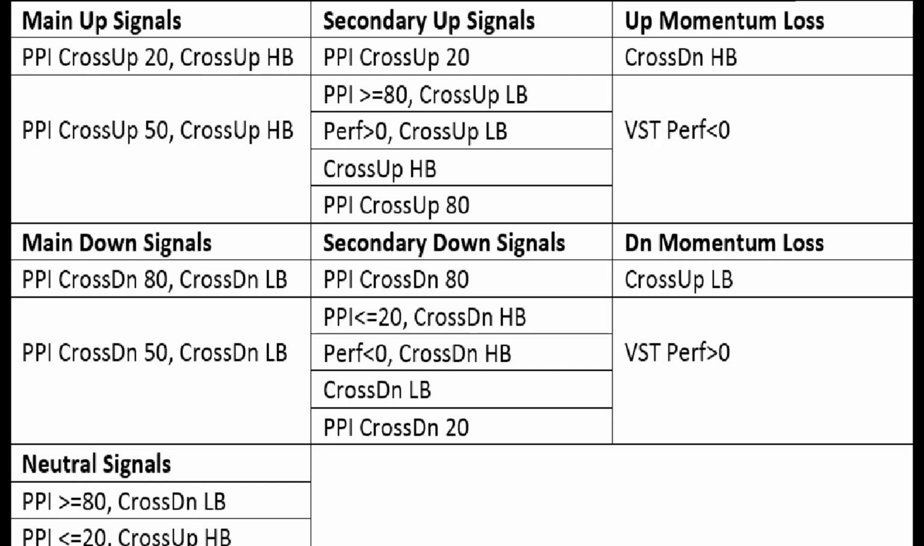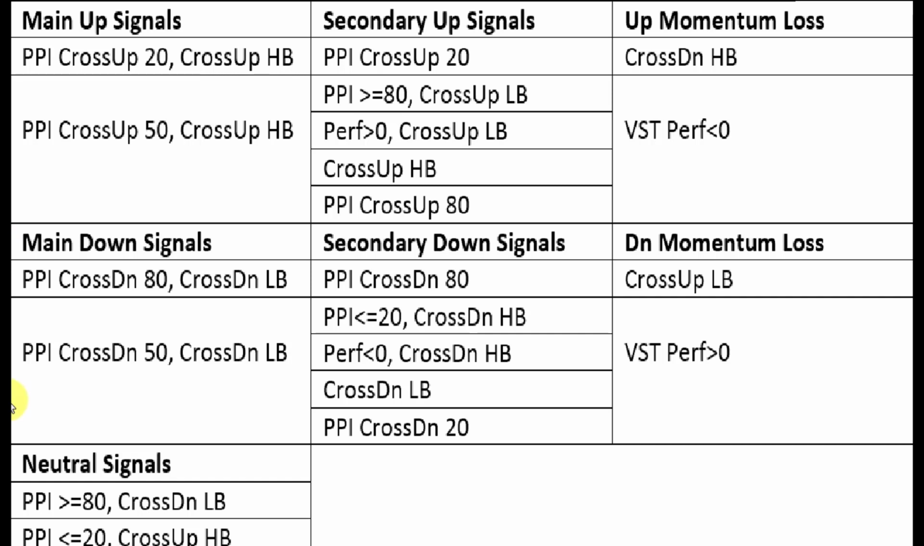A main down signal is produced when the price position indicator crosses below 80 and the asset's price crosses below the lower line of the high-low band. This is an indication that a mature uptrend is ending and a new downtrend is beginning. The second main up signal is produced when the price position indicator crosses above 50 and the asset's price crosses above the higher line of the high-low band. This is an indication of an uptrend expanding.